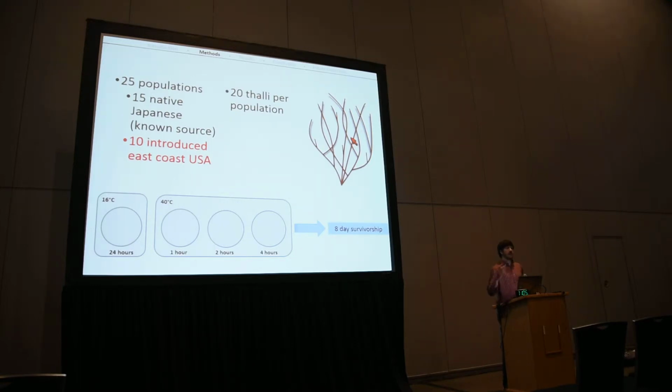For the purpose of this talk, I'm only going to focus on 25 populations, 15 native Japanese populations, including the known source, and 10 introduced East Coast populations, and from each population we collected 20 phalli, or a proxy for an individual, and that is pictured on the right.